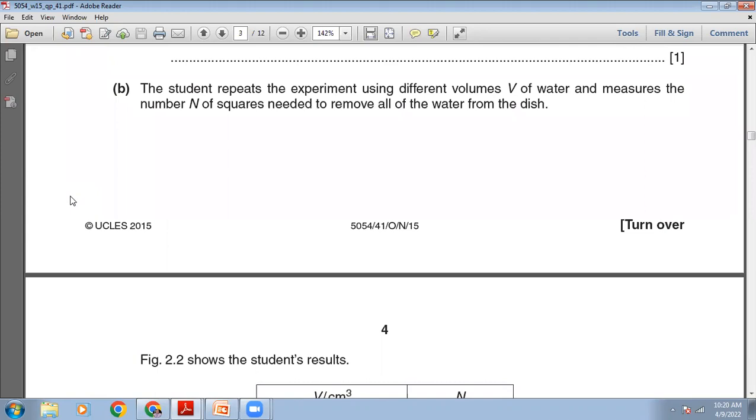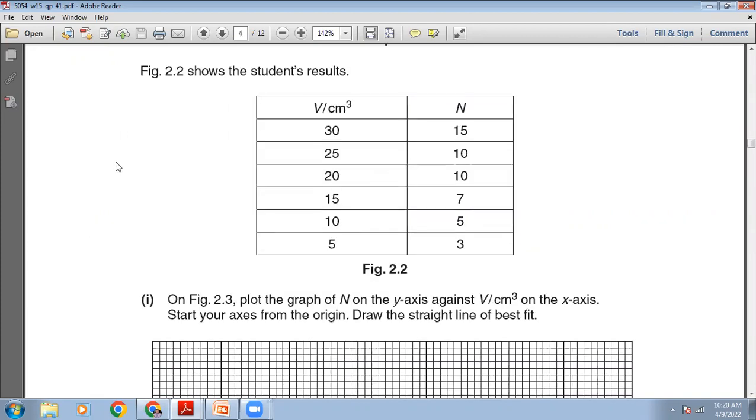It says the student repeats the experiment using different volumes V of the water and measures the number N of the squares needed to remove all of the water from the dish. Figure 2.2 shows the student's results. When there was 30 centimeter cubes, 15 small squares of tissue were used. When the volume was 25, 10 were used. When 20, then 10 were used; 15, 7 were used; 10, 5 were used; 5, 3 were used.